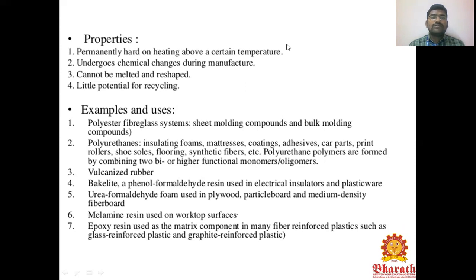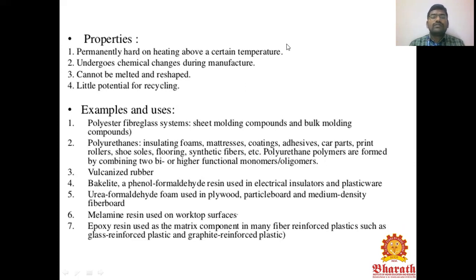The examples and uses: polyester fiberglass systems, sheet molding compounds and bulk molding compounds using polyester. Polyurethane is one of the thermosetting plastics, used for insulating foams, matrices, coatings, adhesives, carpets, and print rollers.